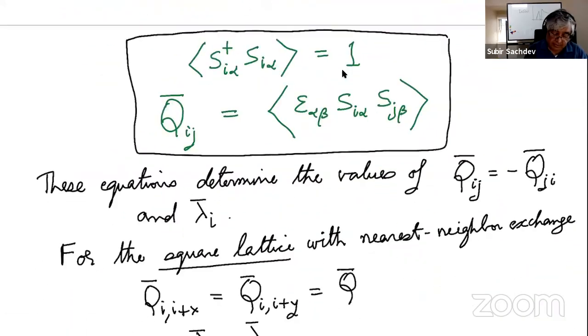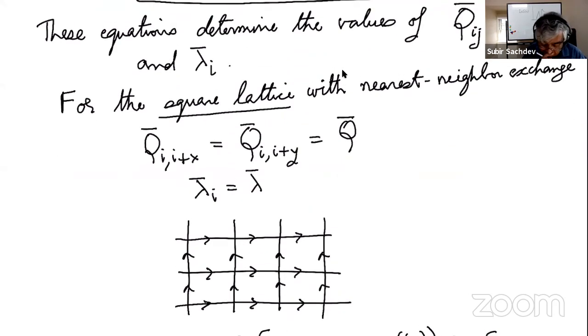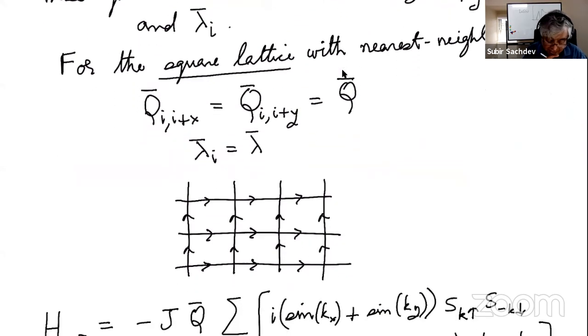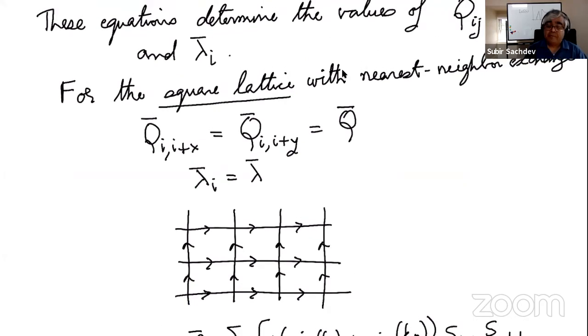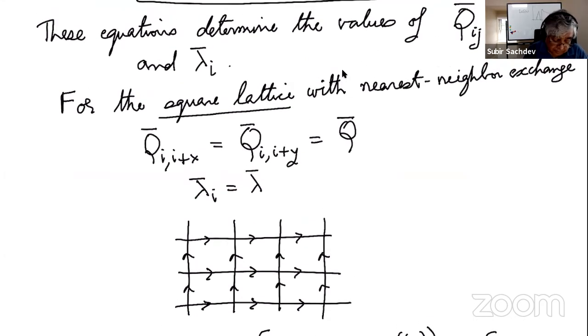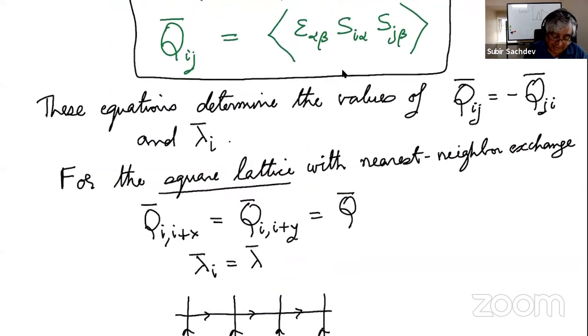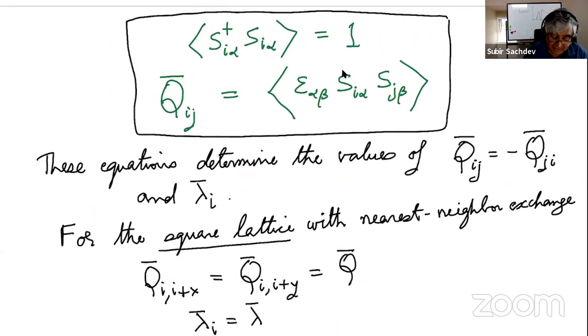Okay. So the answer, say on the square lattice, turns out to be very simple. You find that Q is basically a constant, the same on every link. But one thing you have to keep in mind is that by the very definition, you can see that this Q_ij is odd under its indices. Q_ij is minus Q_ji. So I have to give it an orientation. When I tell you the value of Q, I have to tell you, am I telling you about Q_ij or am I telling you about Q_ji?